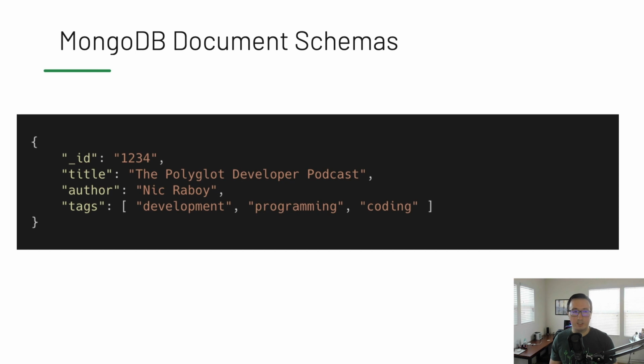So as an ID, it has a title, an author, and an array of tags. Not the most complex document, but it is BSON, so it's similar to JSON, and you can model it much more complex than I have here.